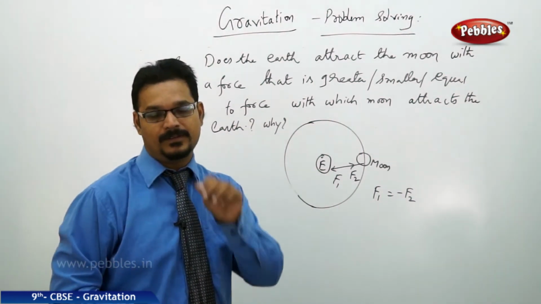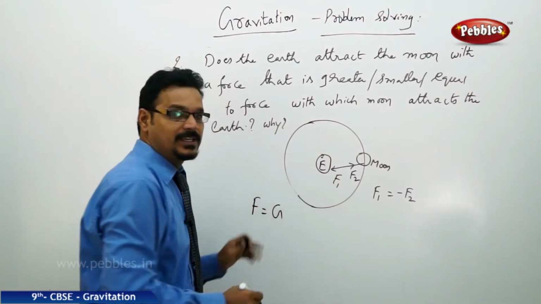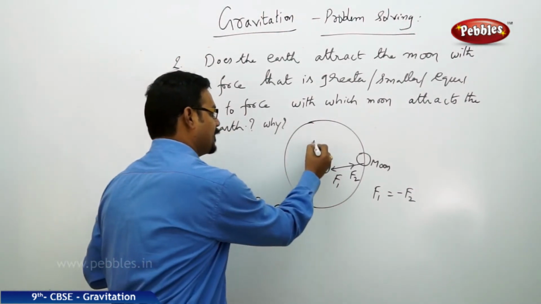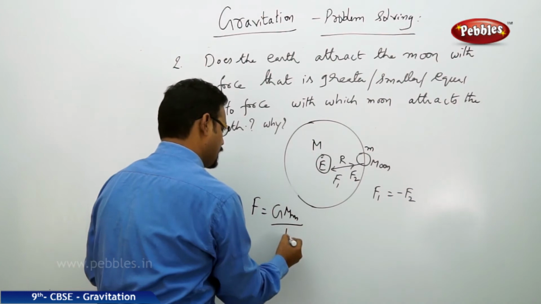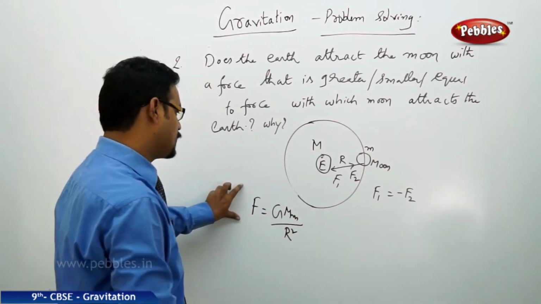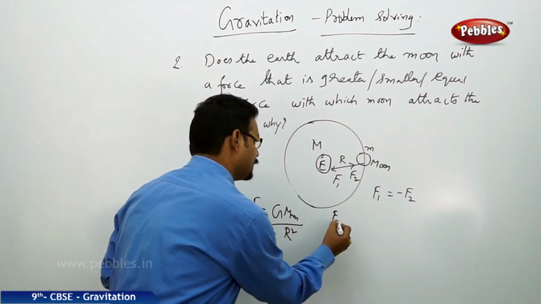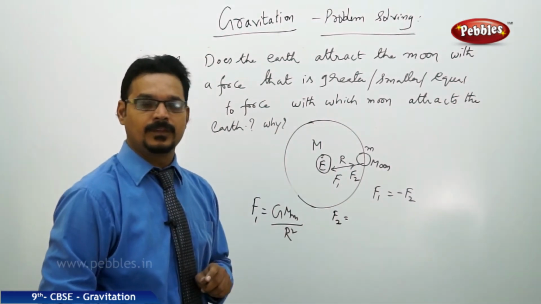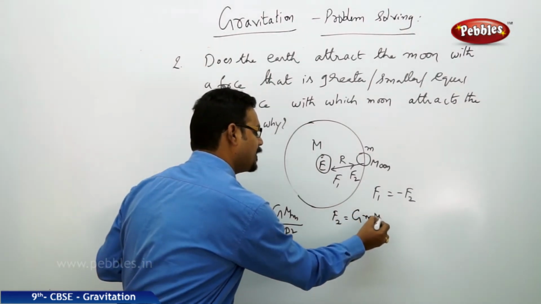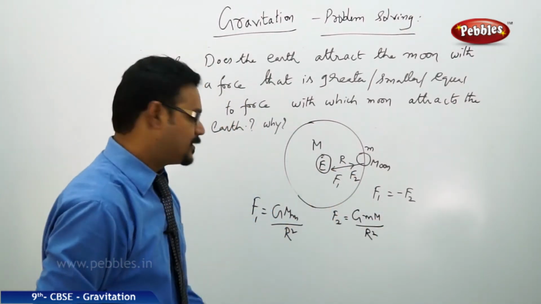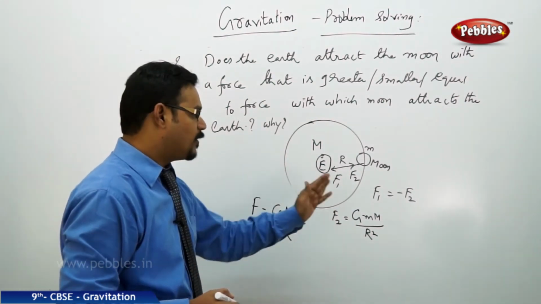The second one is why. Why is it the same? If you see the formula of gravitational force, F equals G m1 m2 by r square. This is m1, this is m2. So G capital M small m by the radius r square. So this is the force by the Earth on the Moon. Now you take the F2 force. This is the force by the Moon. The same applies. Now you need to write small m capital M by the same distance r square. See the two expressions. Two expressions are the same. That's why both forces are equal and opposite.